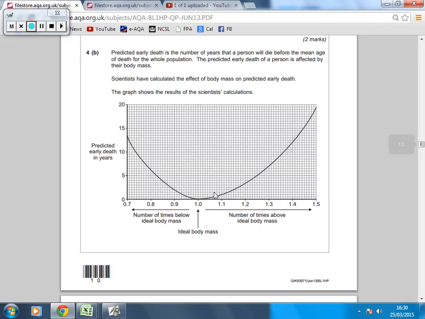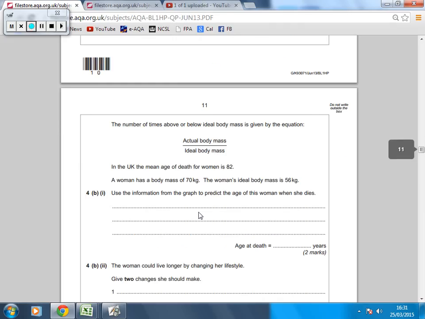Next one, predicted early death is the number of years that a person will die before the mean age of death for the whole population. So you're given some data here. This is ideal body mass, and this is predicted early death. So someone being off in terms of below their body mass or above their ideal body mass, this is a predicted number of years that it would take off their life if they were those masses.